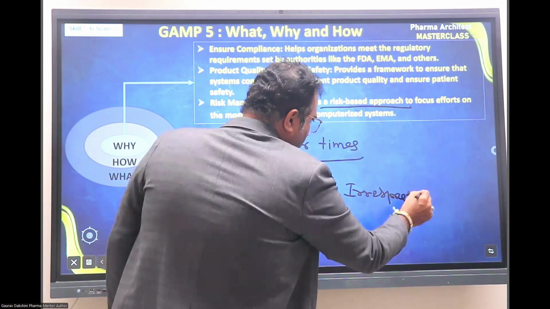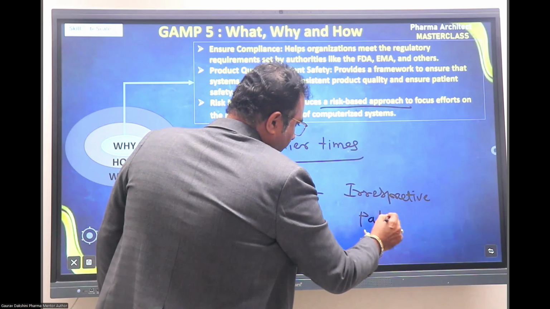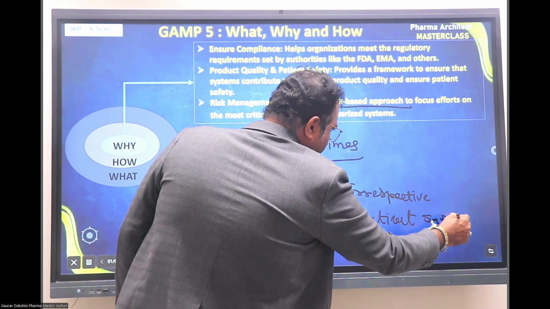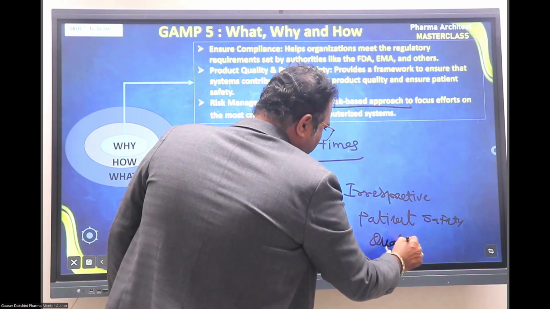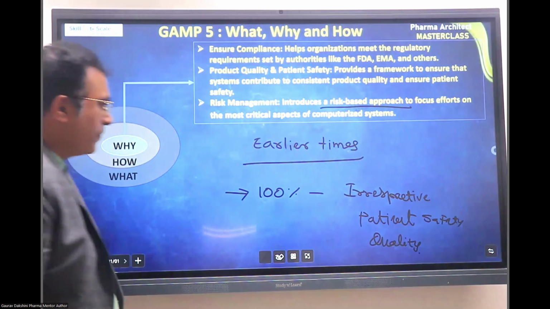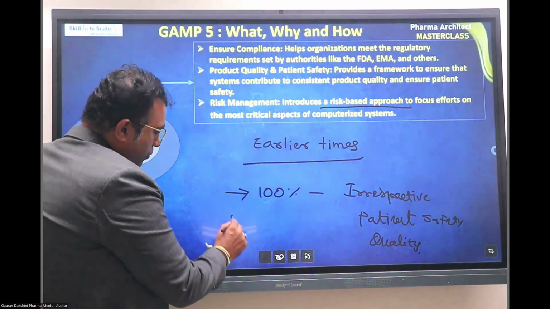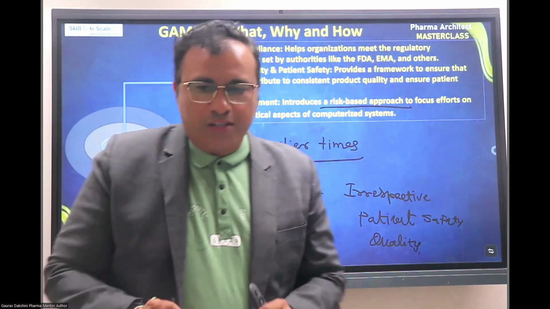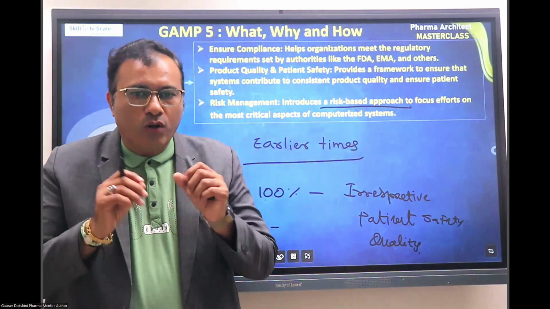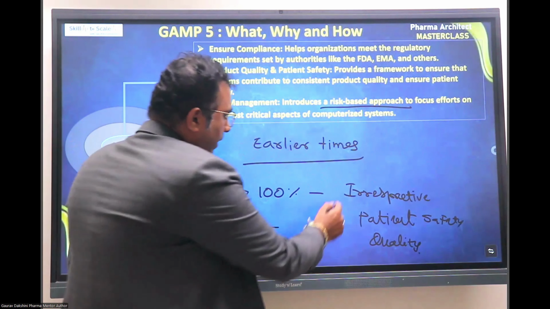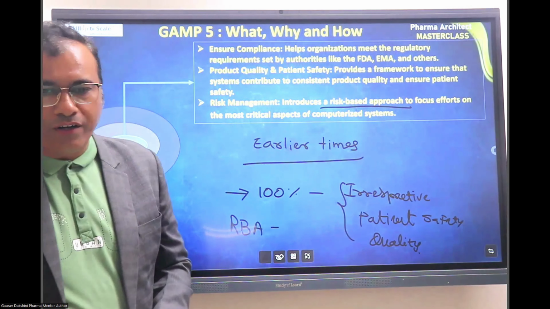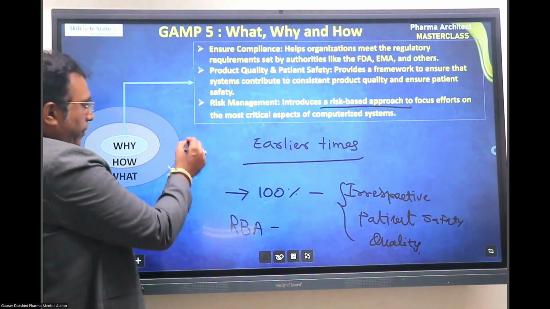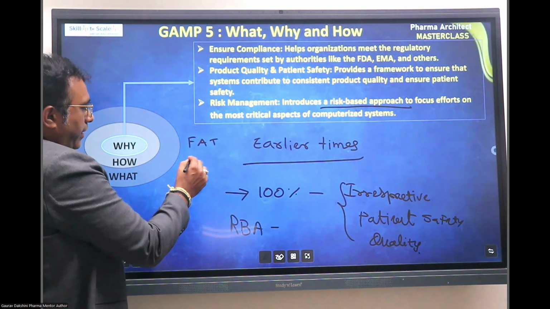Irrespective of patient safety and the quality, we were not at all discussing that part. But now with the risk-based approach, we do only those tests which are impacting the patient safety and the quality. We don't repeat the rest of the tests. Like you do the FAT, then you do the SAT.